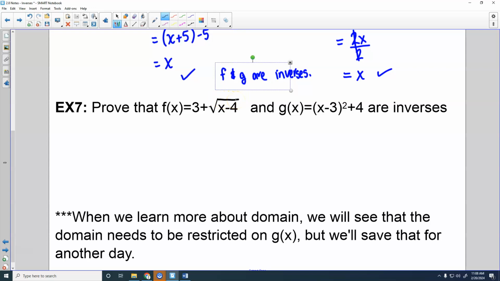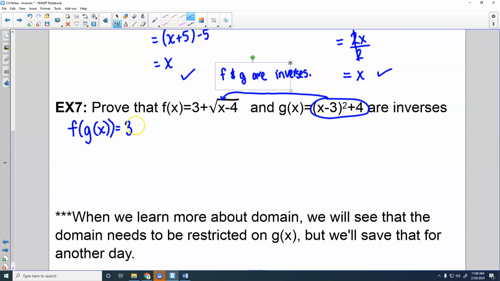All right, so I need to prove that these are inverses. I need to find f of g of x and g of f of x. When you're doing this, label them. So we're doing f of g of x. Right, so label it. Don't just start doing work. Label it, which means I'm taking all this stuff and I'm plugging it in right here for the x.